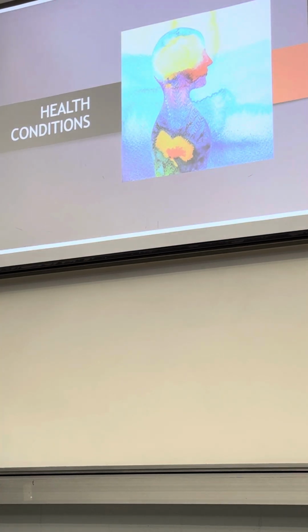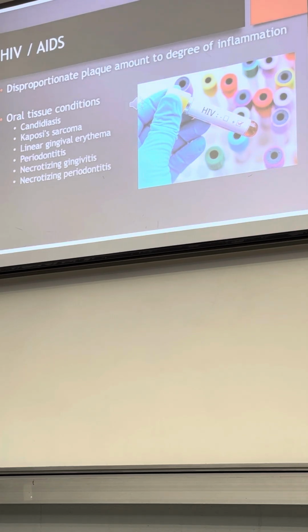All right, different health conditions that are associated. So HIV and AIDS, there's a disproportionate amount of plaque to the degree of inflammation. So these patients, again, it is a healing issue, an immune issue. They may not have a lot of plaque there, but they have a severe reaction to it. Not every HIV or AIDS patient is going to have that, but it is something that puts them at greater risk.